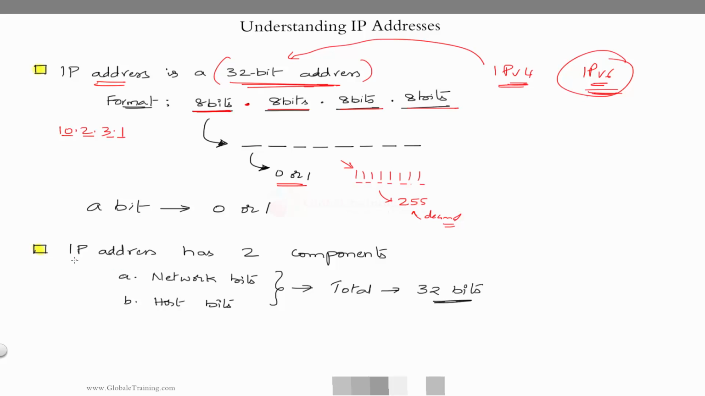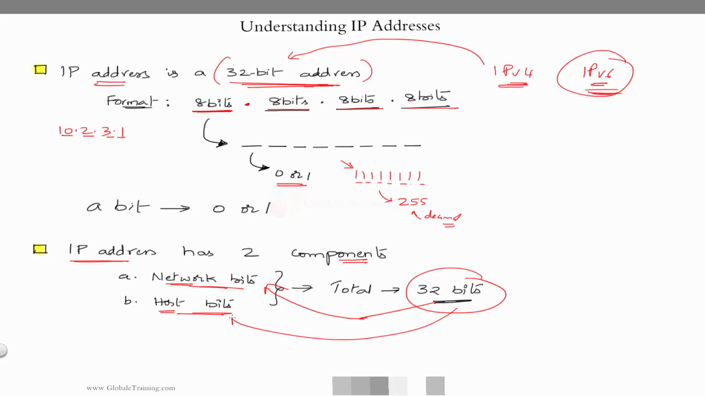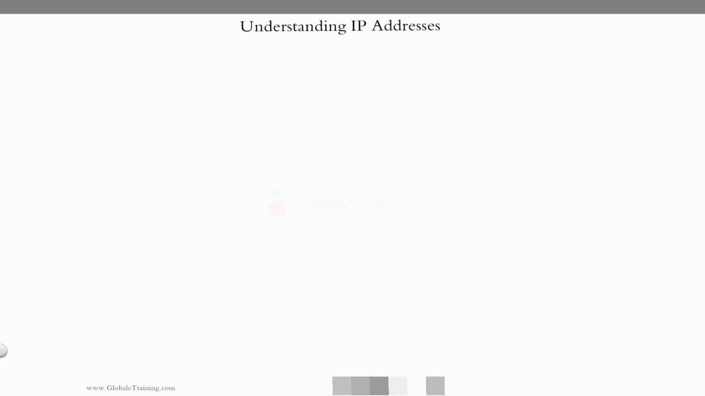Now, every IP address has two components or two parts. One represents the network and the other represents the host. So you have network bits and host bits. Out of 32, some are network bits, some are host bits. So let us look into these IP addresses more.